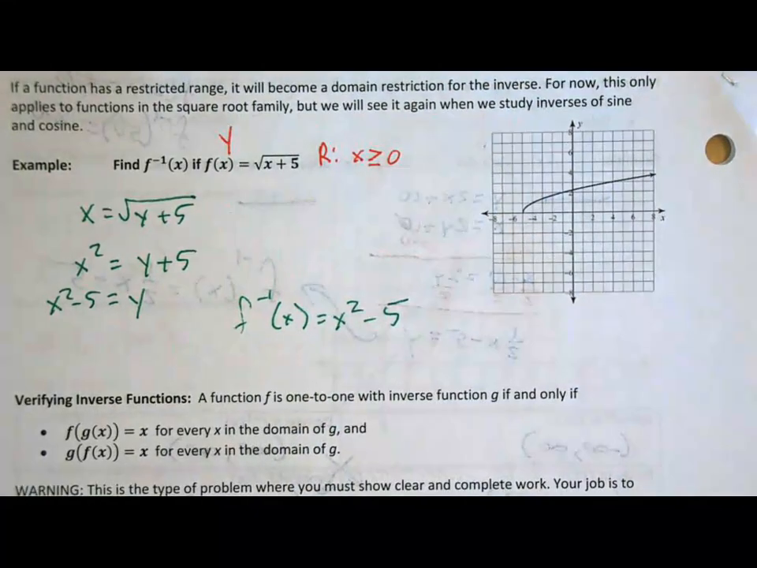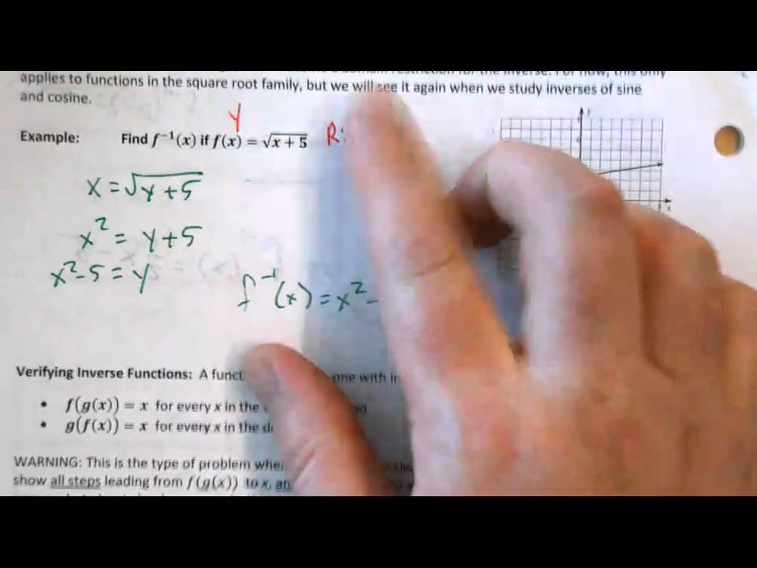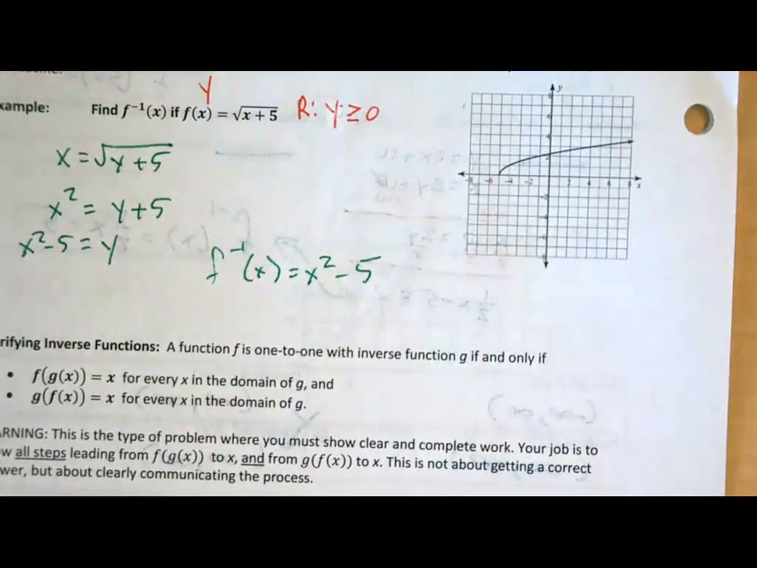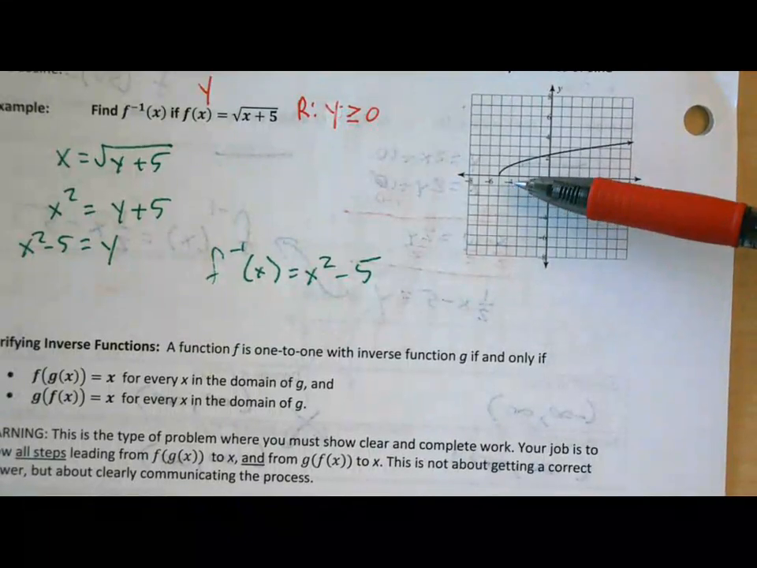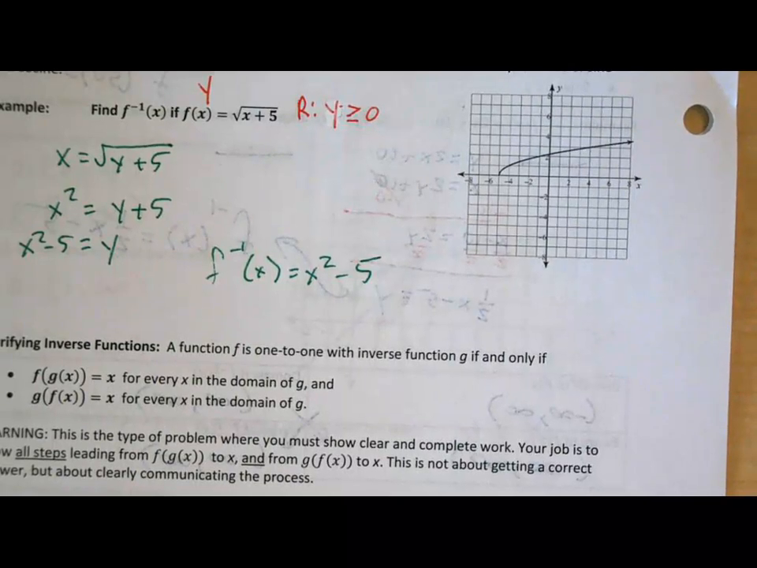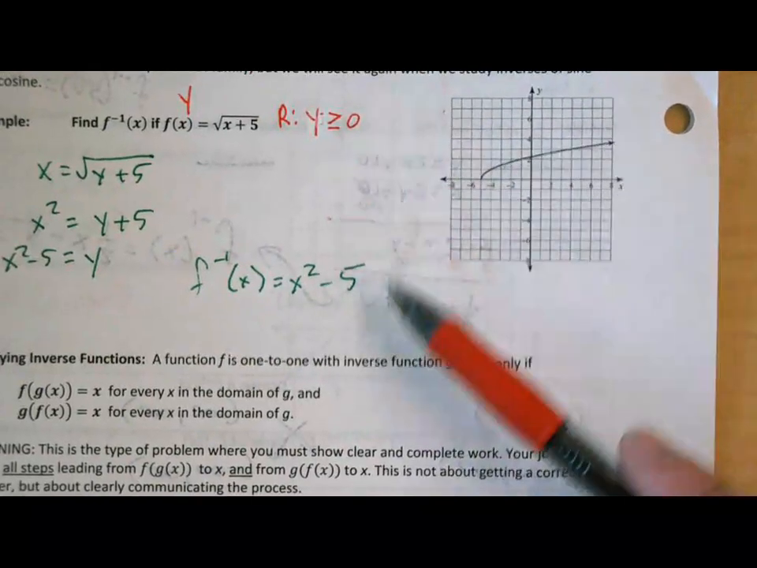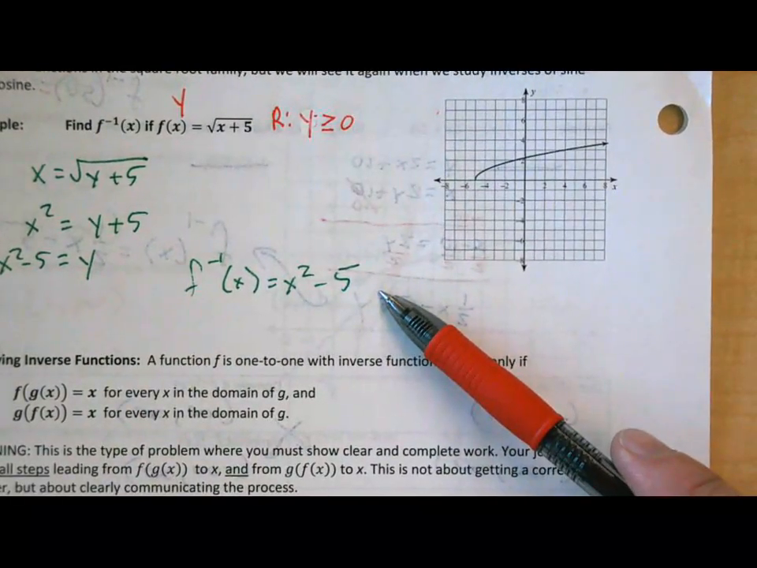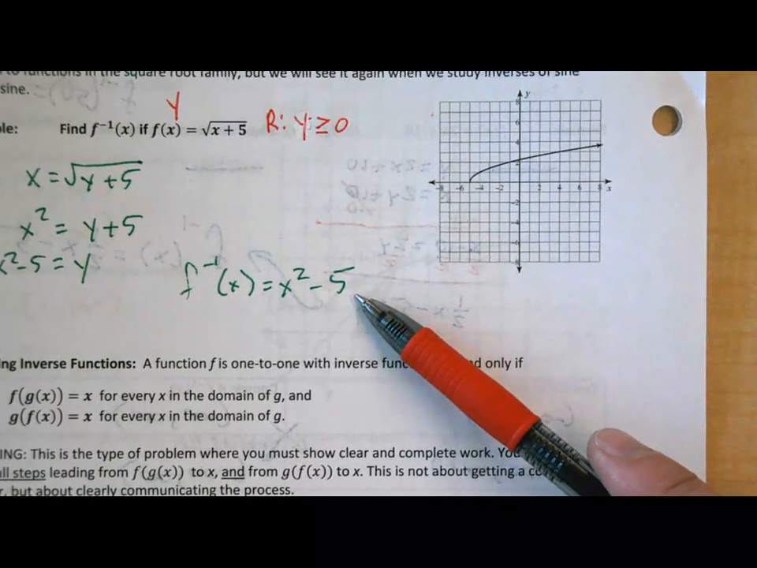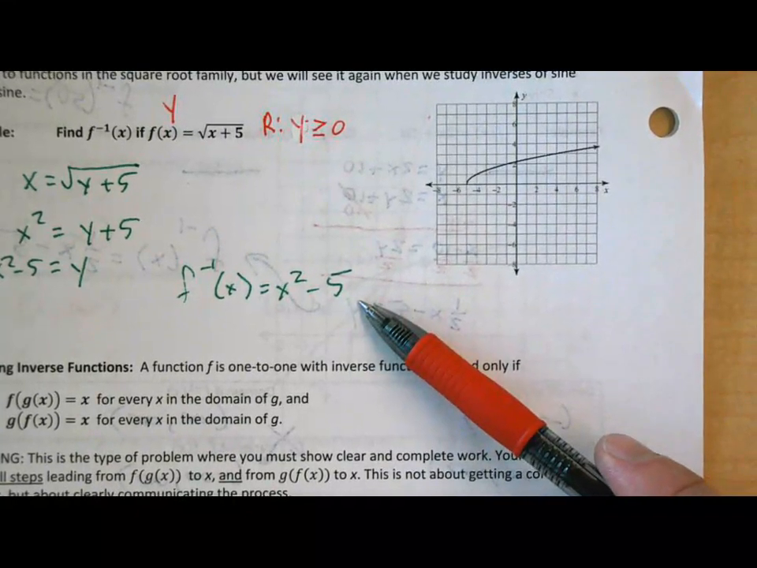I need to erase that. Y values are greater than or equal to 0. And does the graph kind of confirm that as well? The range is y values greater than or equal to 0. So here's the thing. If that's the range of my original, shouldn't that be the domain of my new function? Shouldn't it? Well, that's a problem, though, because x squared minus 5 is everything. The domain here is everything.